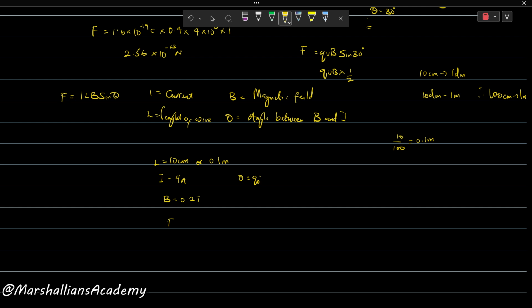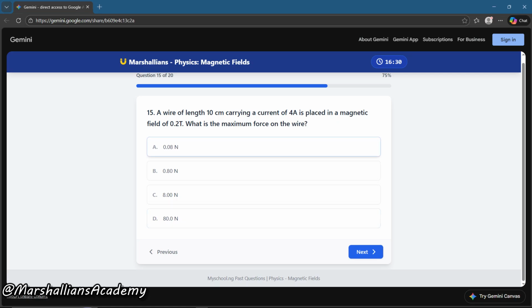So I would say the maximum force, F max, is going to be ILB sin 90, which is 1. I is current, 4 ampere, times L is 0.1 meter, times B 0.2 Tesla. So what do I have? 4 times 0.1 times 0.2, 0.08 Newton. The answer is A. Please don't make the mistake of calculating in centimeters.